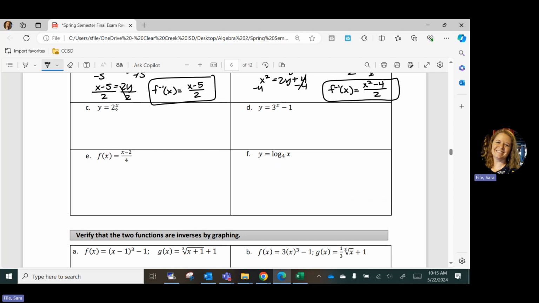Okay, C is an exponential. So when I switch that, I will have x equals 2 to the power of y. So when we did exponentials, we said their inverse was logs.